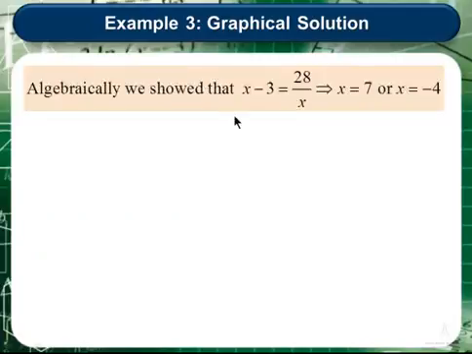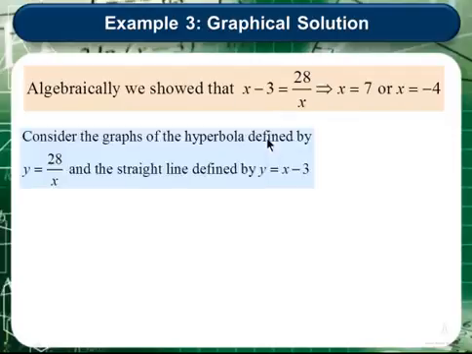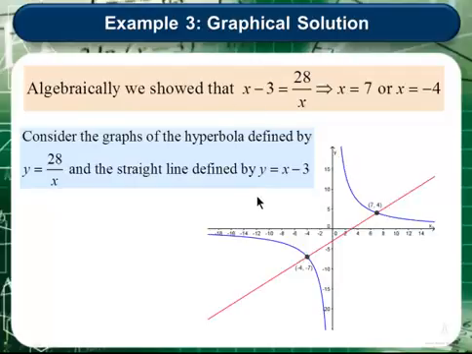Again, looking at the graphical solution for example 3, we had algebraically that x equal to 7 and also x equal to minus 4 represented solutions or roots for the given quadratic equation. Now what we have to do is to graph the hyperbola defined by the equation y is equal to 28 divided by x, that is the right hand side of the original equation, and the straight line defined by y is equal to x minus 3, that's the left hand side of the original equation. We have to graph these simultaneously on the Cartesian plane, and we consider the points of intersection.